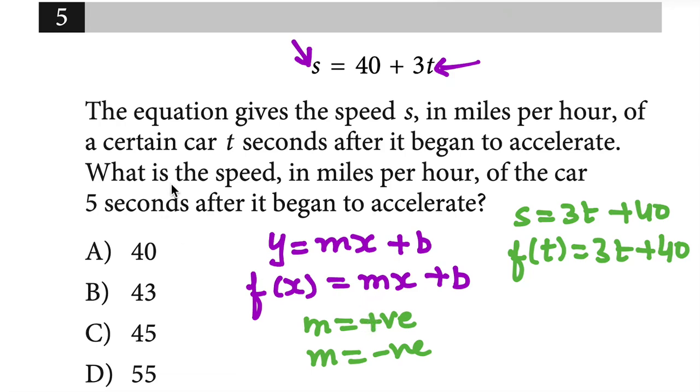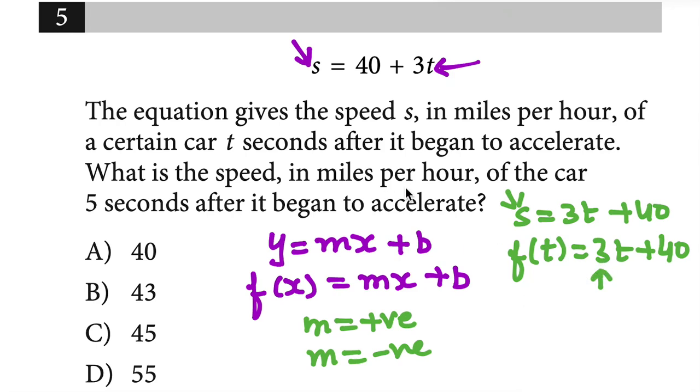Now let's see what the question is. The equation gives speed, miles per hour, of a certain car t seconds after it began to accelerate. So after t seconds, it accelerates. Now acceleration means change in speed. It's changing at a constant rate. Because here 3 is a positive number, we can take the concept from here that the speed of the car is changing at the rate of 3 per second, right?